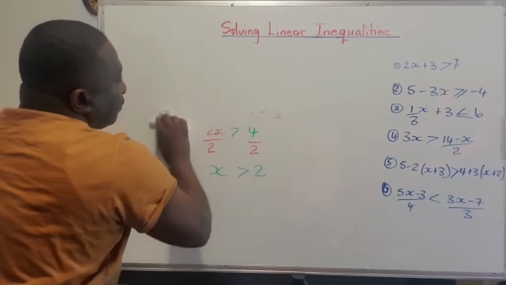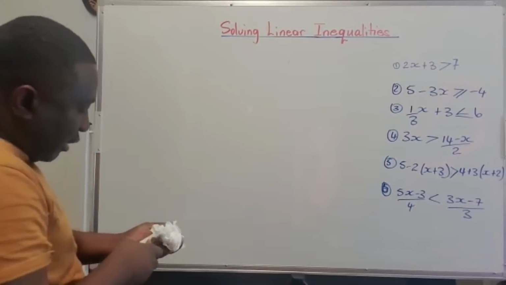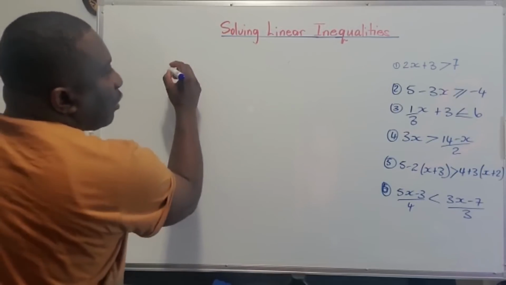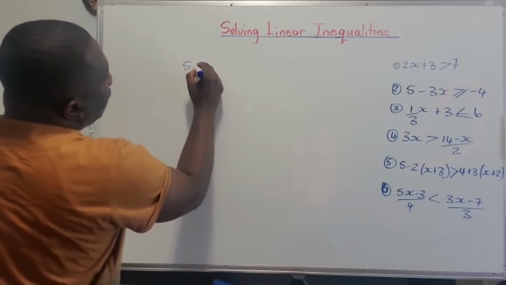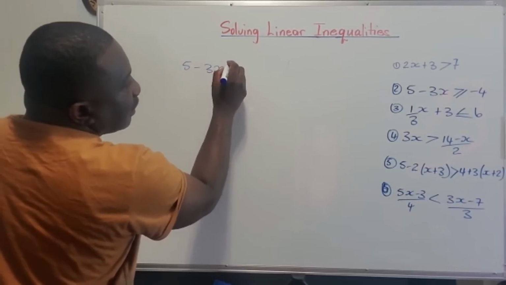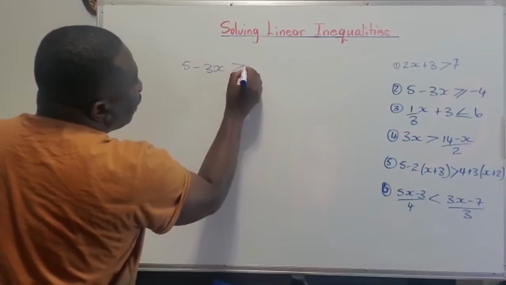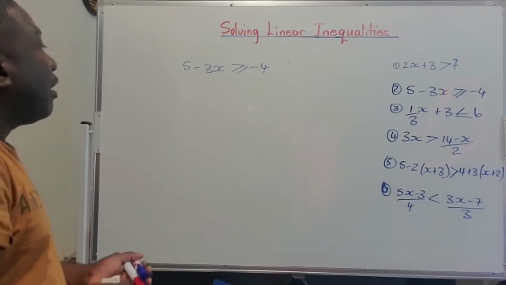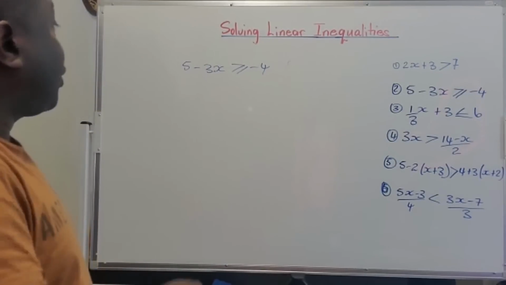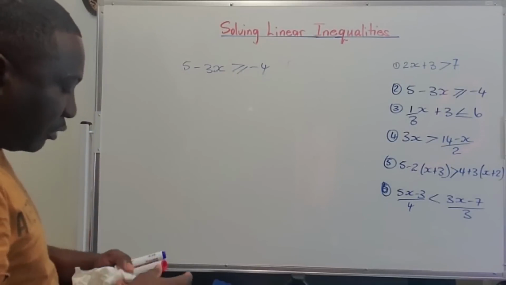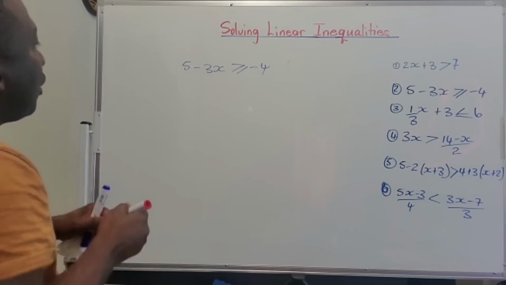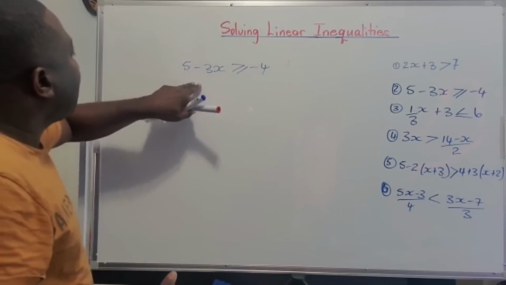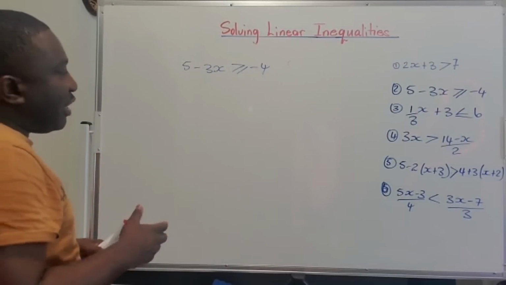We'll take the second problem, which is 5 minus 3x is greater than or equal to negative 4. So again, the problem is 5 minus 3x is greater than or equal to negative 4. Again, guys, we want to leave x. It's customary that we keep x on the left side.